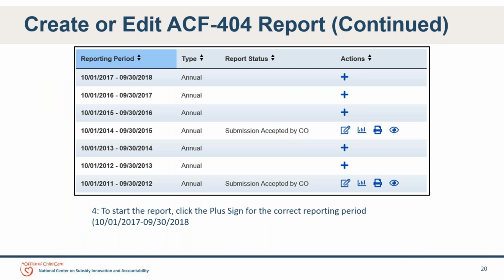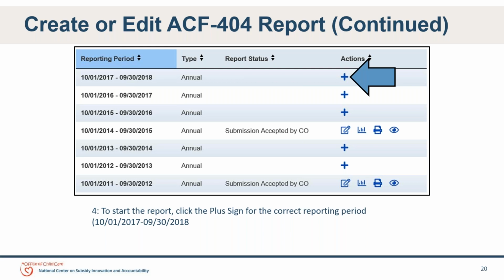And then you'll see a list of reporting periods, and you're going to click on the plus sign for the correct reporting period, which is the 10/1/2017 to 9/30/2018. The plus sign will open up a new report.